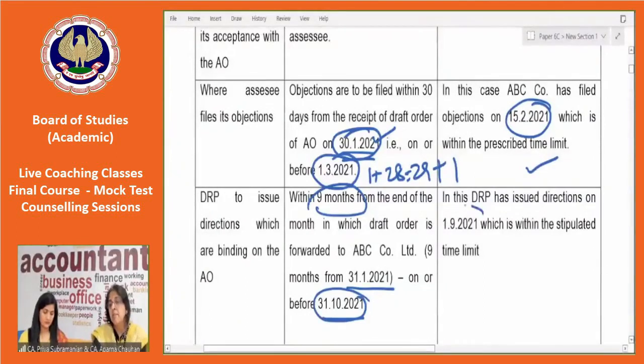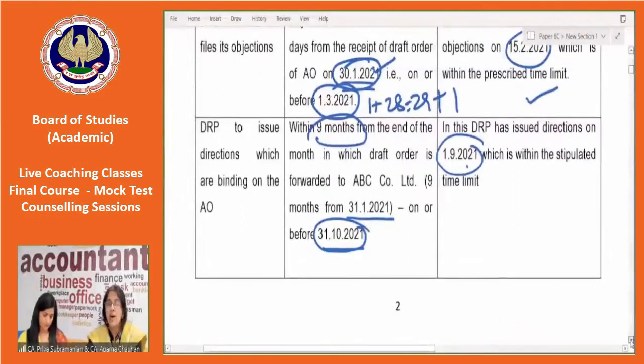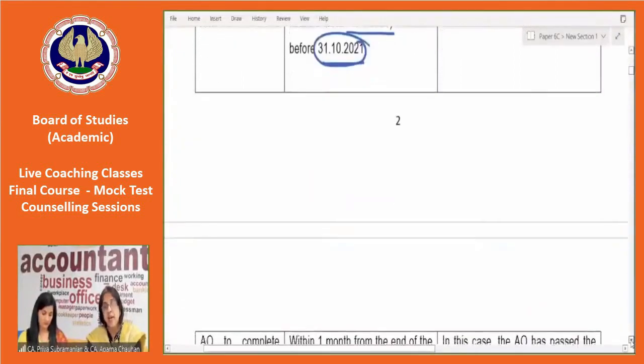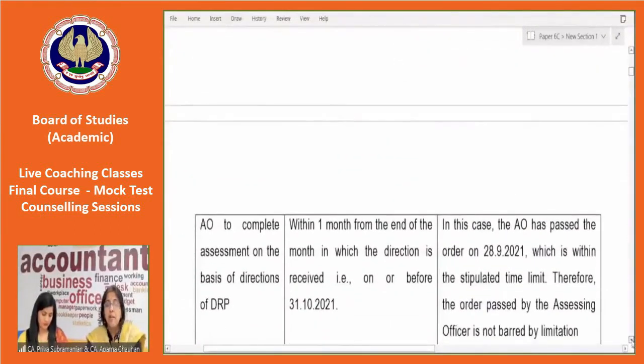In this case, DRP has issued directions on 1/9/2021, which is within the time limit. Now, what will the AO do? How much time does the AO have? DRP has issued directions to the AO. The AO has to complete the assessment based on the directions of the DRP within 1 month from the end of the month in which the direction is received. In this case, the direction was received on 1/9/2021.